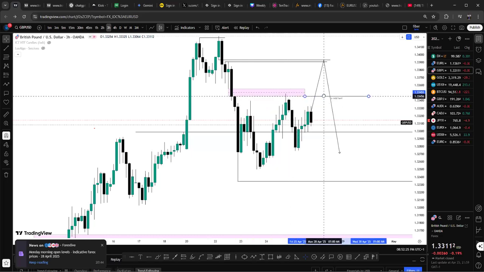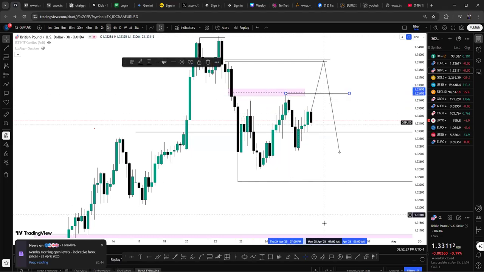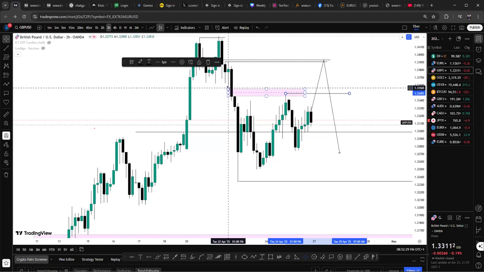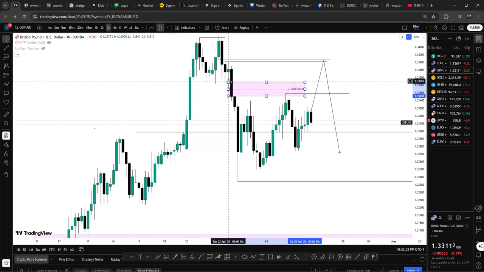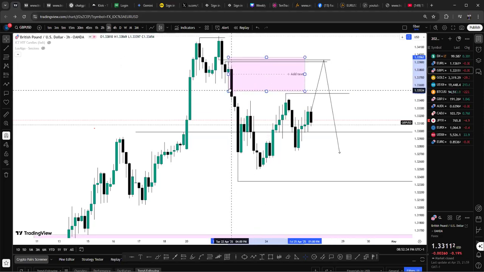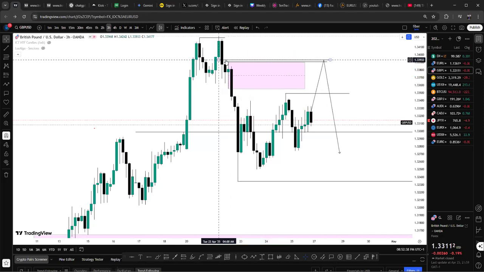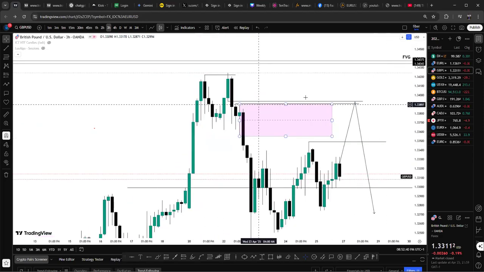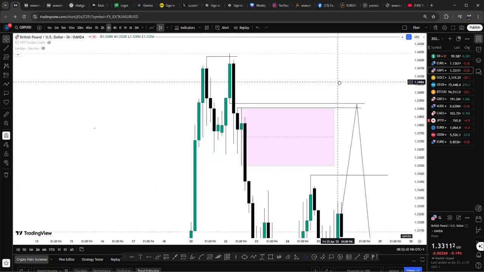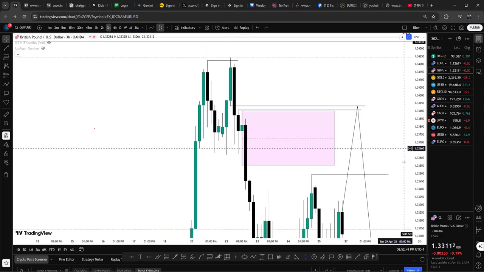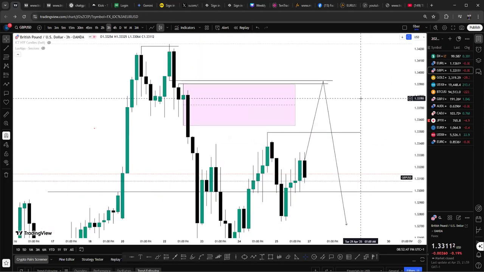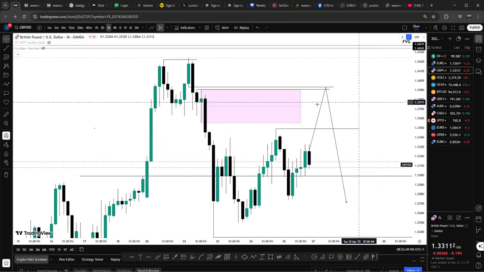Maybe price might still want to take out this high, give us the high of the week, and also maybe fully mitigate this now as another block. But I would not really want to short directly from here because of this fair value gap. This other block did not actually do anything. It did not fill liquidity, no clear out liquidity.